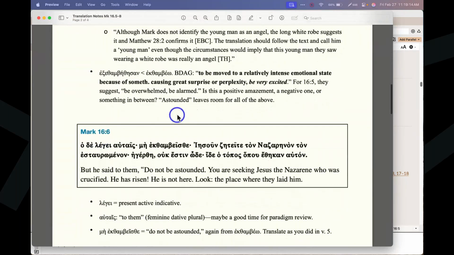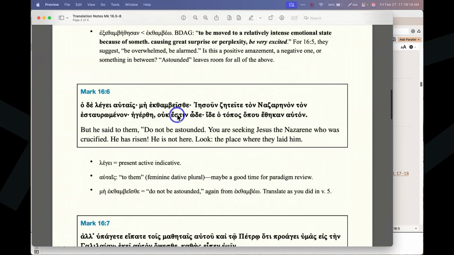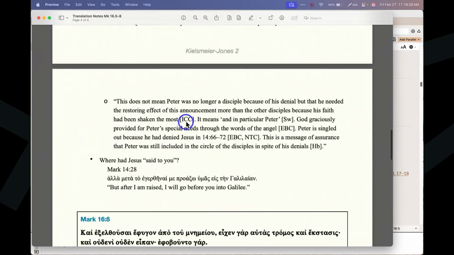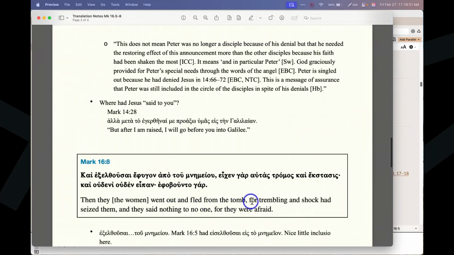You would need to read the rest of the passage. You would need to see, as we will as we go on, that the young man says, don't be this same word, astounded, shocked, overwhelmed. And then we could look at them again in verse 8, and we do see that they go out and flee. They're trembling and they're shocked. And they said nothing to no one, for they were afraid. So I would generally describe these, again for lack of a better word, as negative emotions.